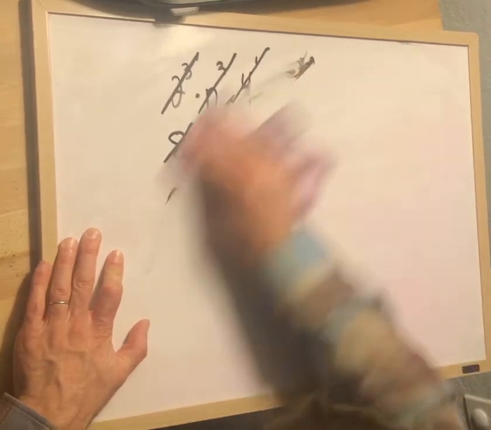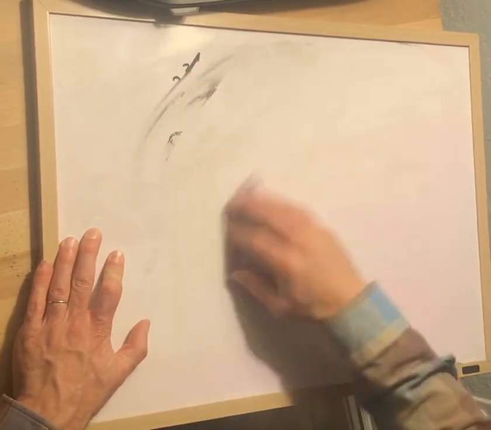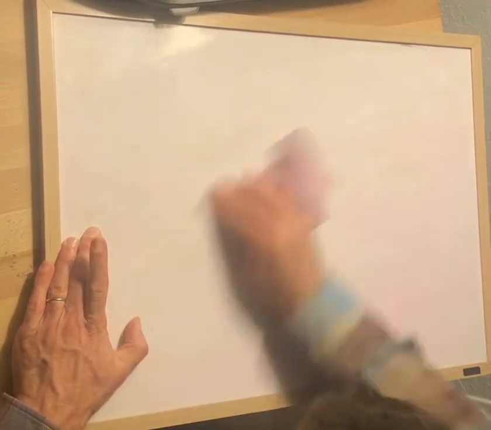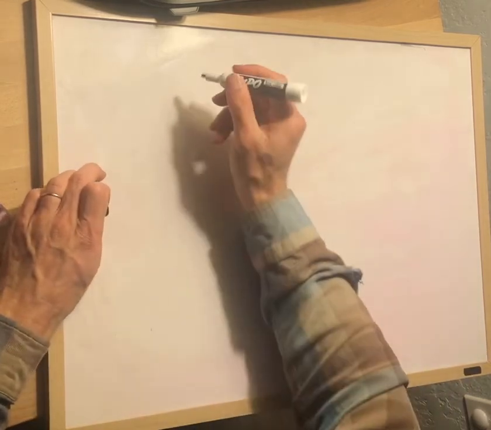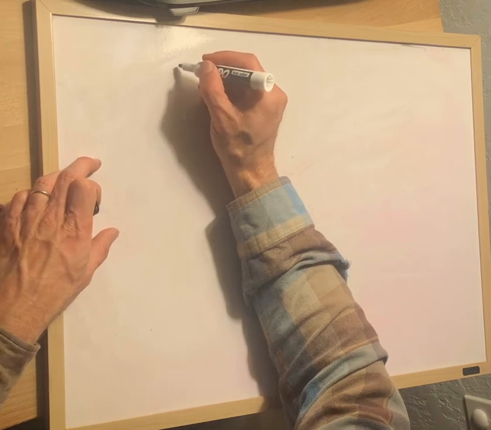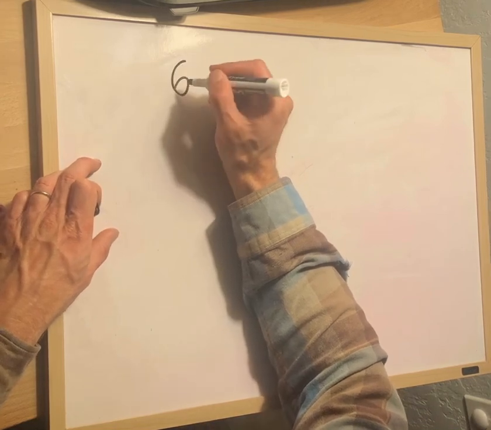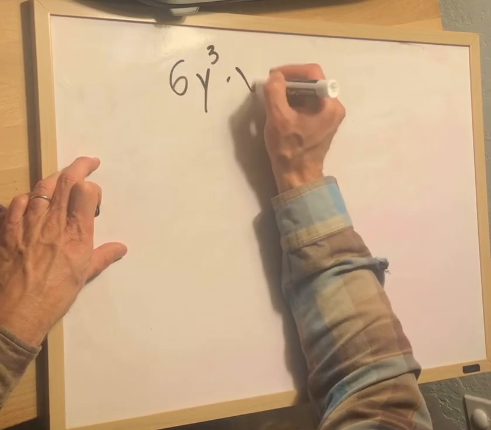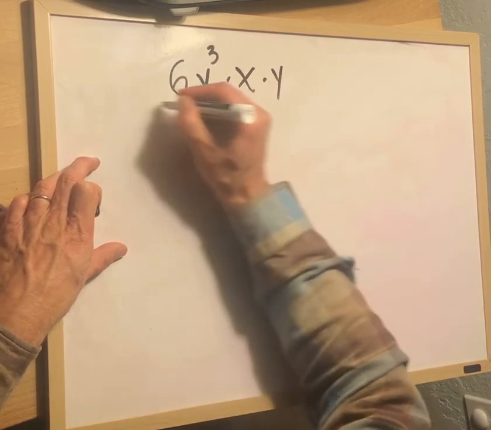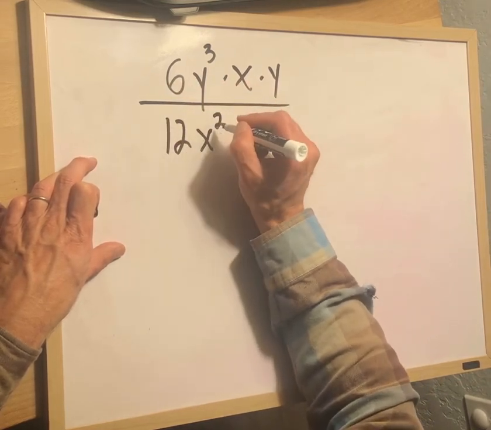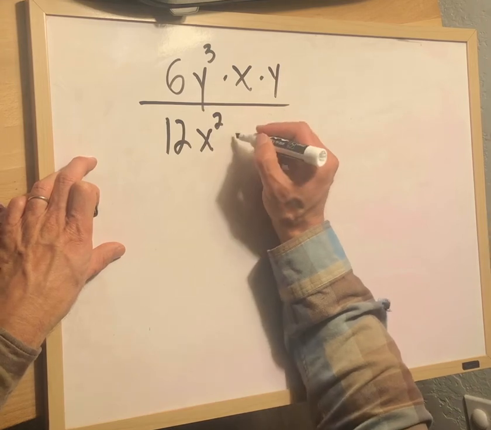Pause the video. See if you can do the second one from the notes that you should have in front of you right now. Okay, so you should have paused the video and seen if you could do the second one. I'm going to write everything out. I'm going to do a couple steps before. 3 times 2 in your numerator is 6. I'm just going to list the exponents: y to the third times x times y over 12x squared. I have y to the 0.